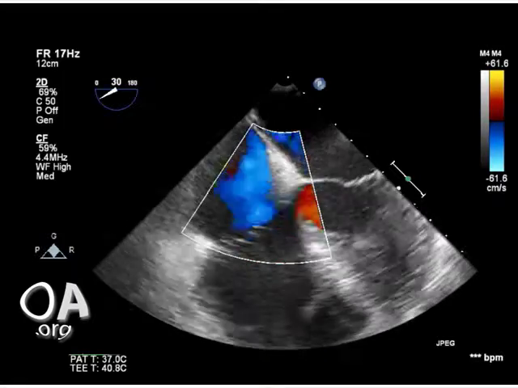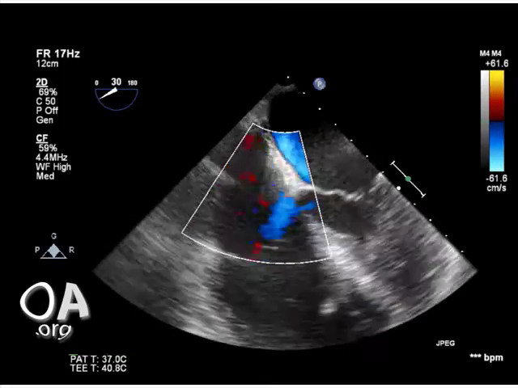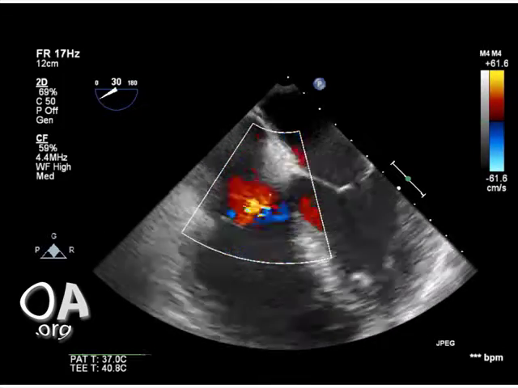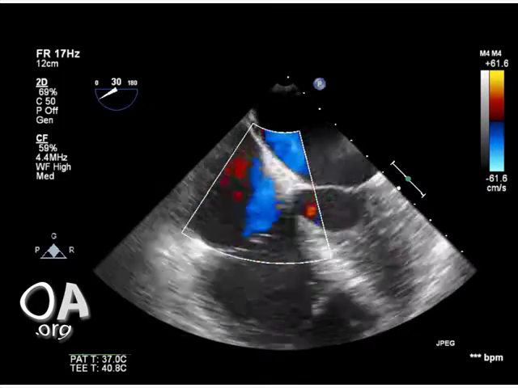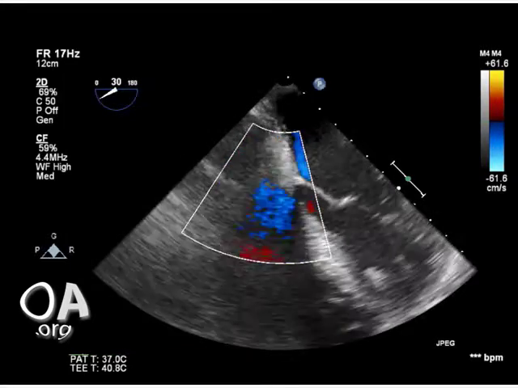This is a modified four-chamber view in the mid-esophageal location at 30 degrees multiplane angle, with color flow placed this time across the septum with blood flow noted through the basal inferior septum, indicating the ventricular septal defect.